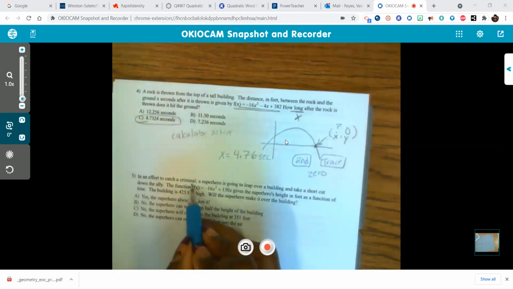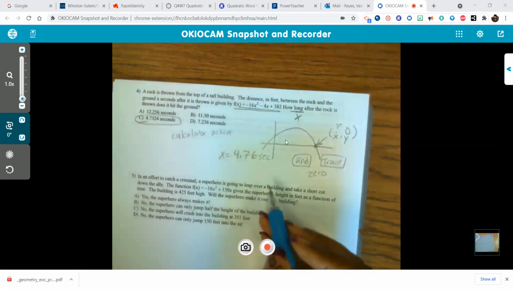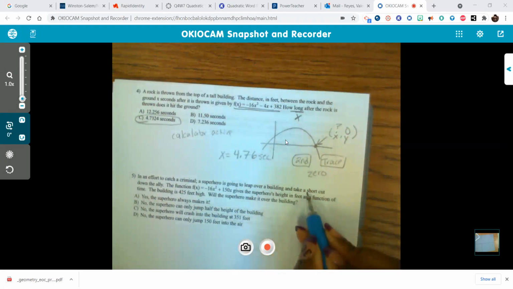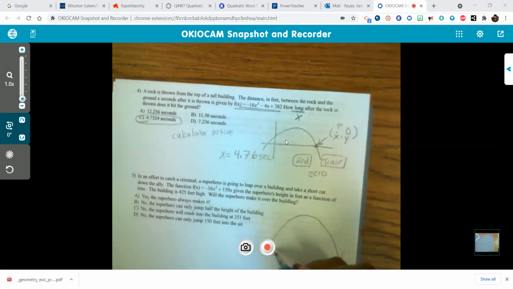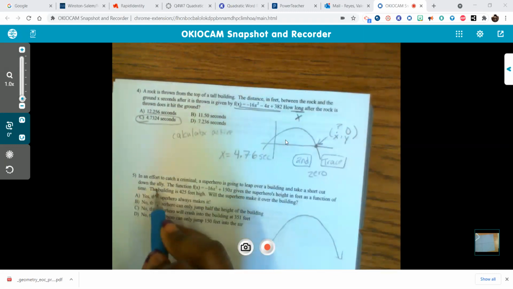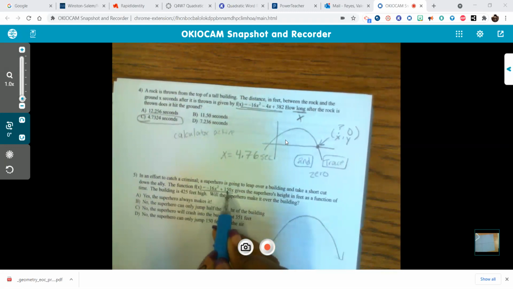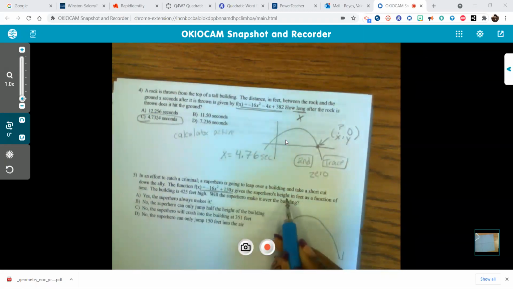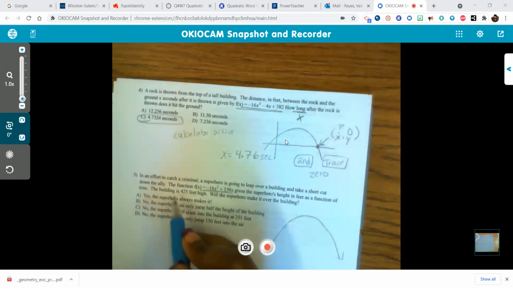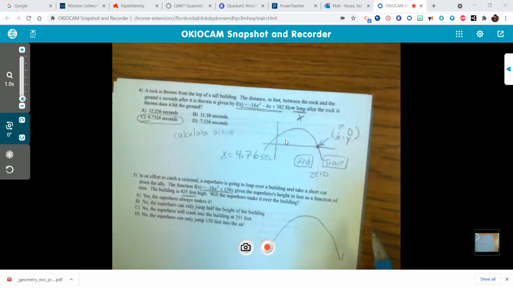All right. In efforts to catch the criminal, a superhero is going to leap over the building. So we already know that it's a downward parabola again. They want to take a shortcut down the alley. So this is the function. It gives the superhero's height in feet as a function of time. So the building is this tall. So can that superhero jump over the building?